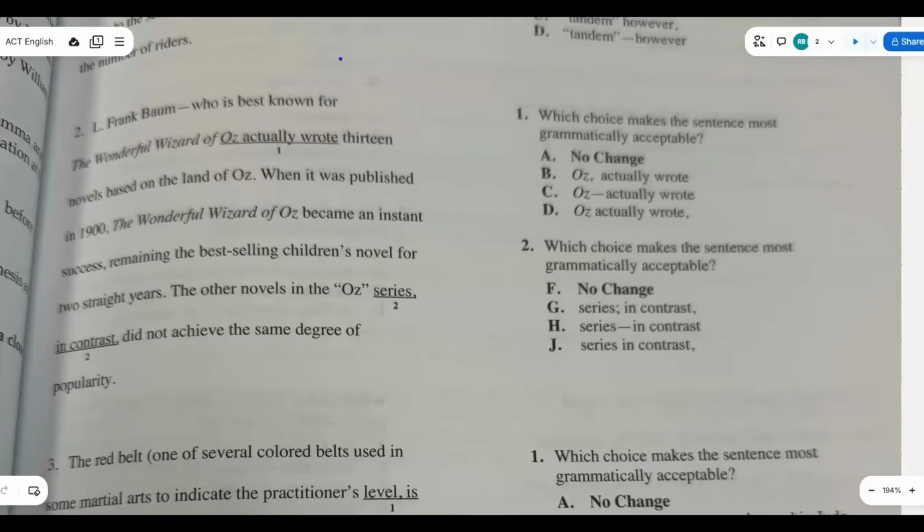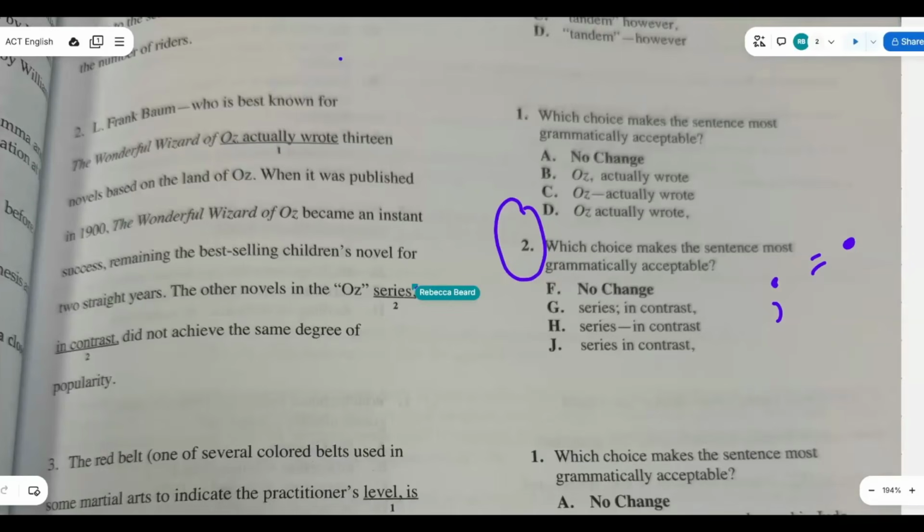Okay, so this number 2 right here: "The other novels in Oz series, in contrast, did not achieve the same degree of popularity." So we've got a few things to test on number 2. I try to test, like I said, stronger punctuation. And for me, I'm seeing a semicolon. Just a reminder, a semicolon in the eyes of the ACT is going to equal a period. So if we cannot put a period there, we cannot put a semicolon there. So let's test it. I like to draw in here, especially if I'm learning, because it's helpful to slow down before you speed up.